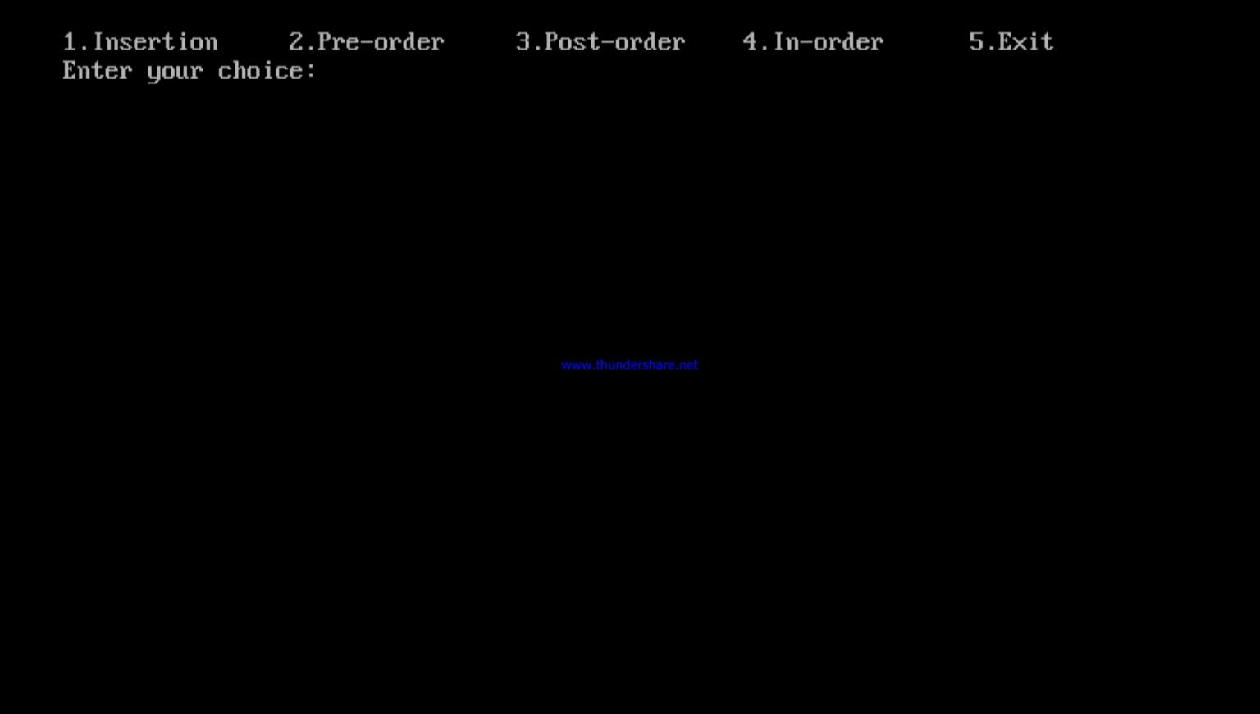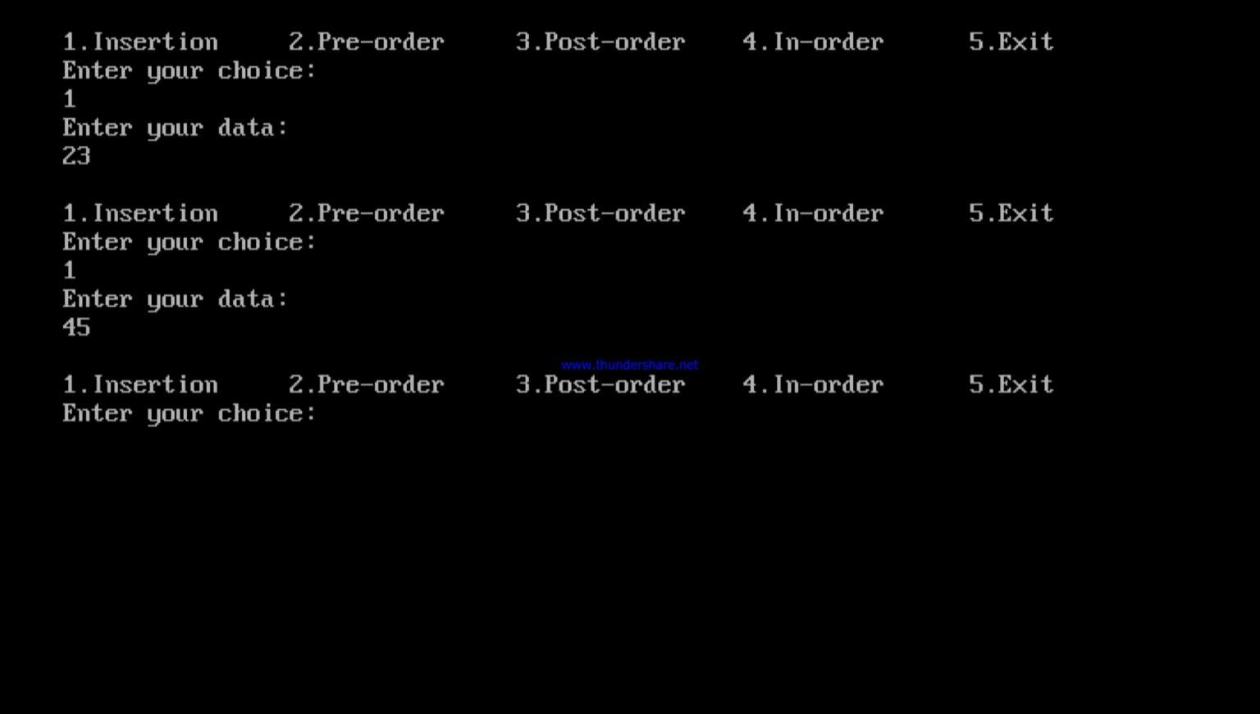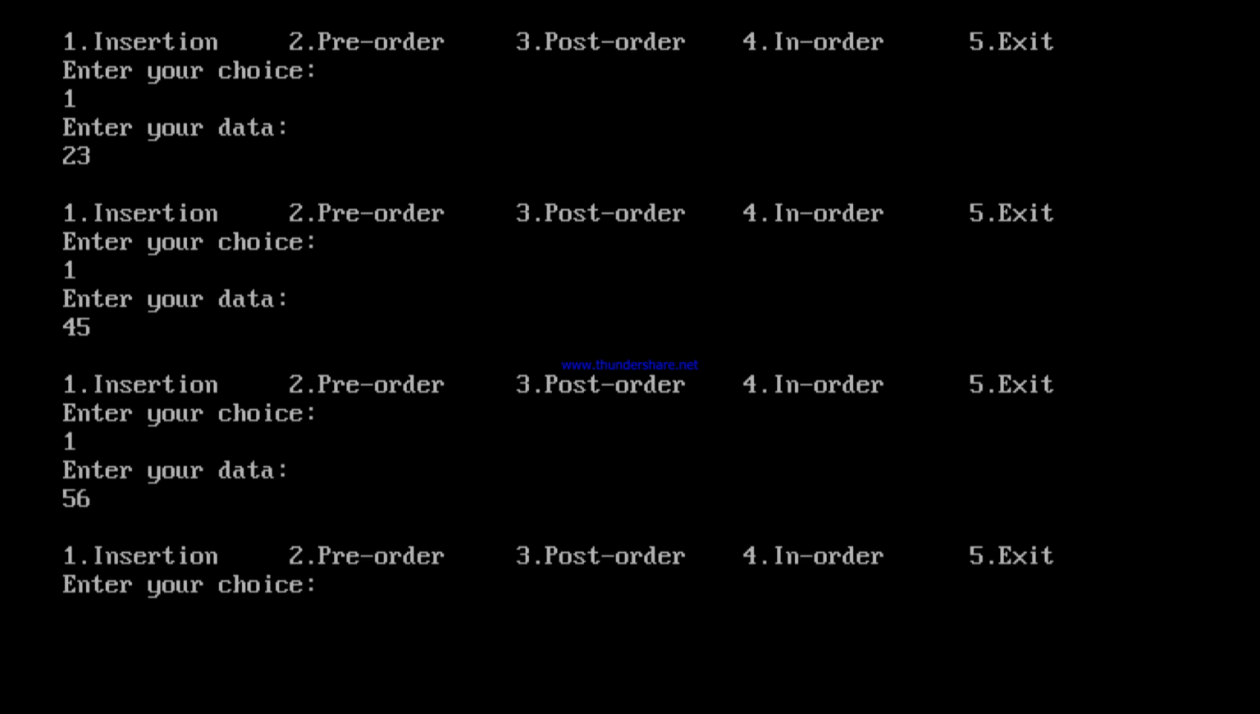So there are no errors, so directly we can run the program. If there are any errors and you're not able to solve them, do ask in the comment section. We'll try to solve them. First of all, we'll insert data 23, then again I'll insert 45. Then you can see here I have inserted two data, 23 and 45, and one more I'll insert, 56.